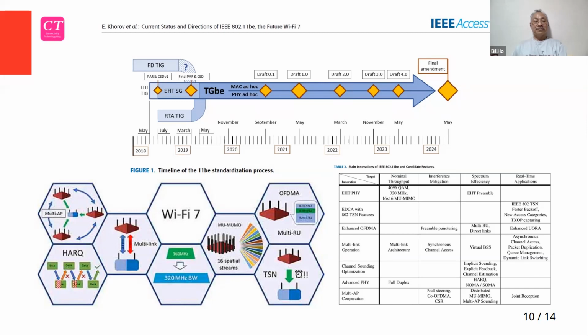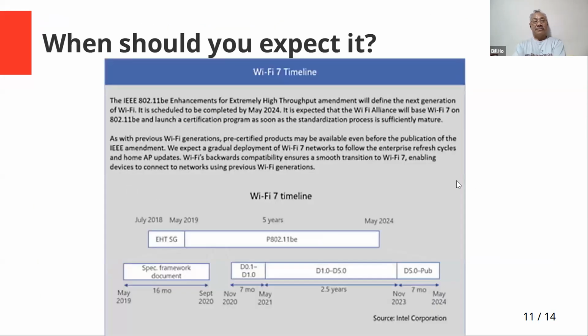Okay, so right now they have many things based on the timeline itself. Okay. So this is what they're looking at. And then this is another chart by Intel. Okay. So they started somewhere in July 2018. Okay. They call this the Extreme High Throughput enhancement.